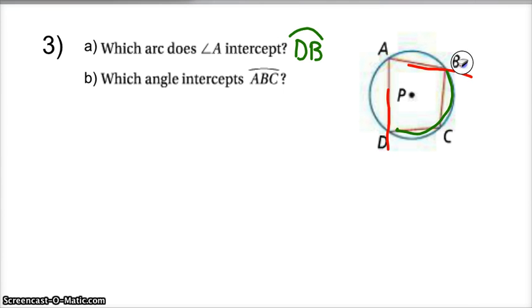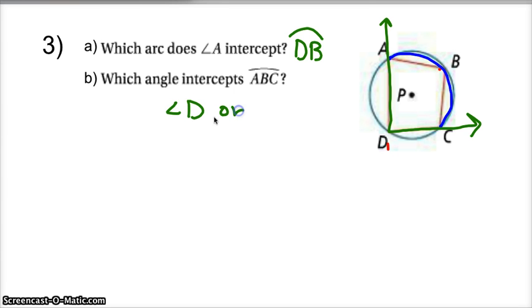Then, let me erase this real quick. It says which angle intercepts arc ABC. So let me get my pen again. And here I have arc A around to B and to C. If you look at the sides that made that arc, it's angle D, because as D extends out past both chords, it's intercepting the circle at arc ABC. So which angle intercepts the arc? Angle D, or if you want to use three letters, that would be fine too.